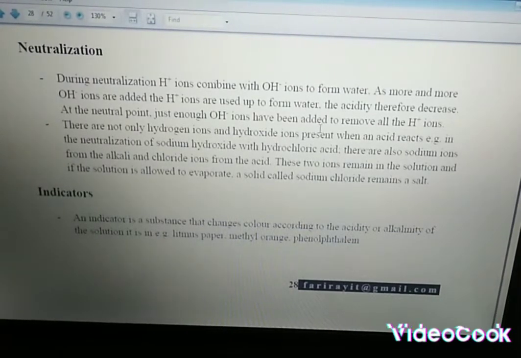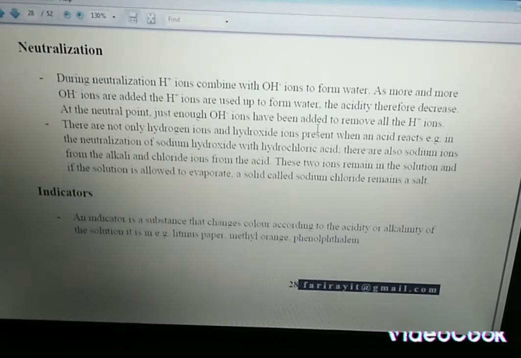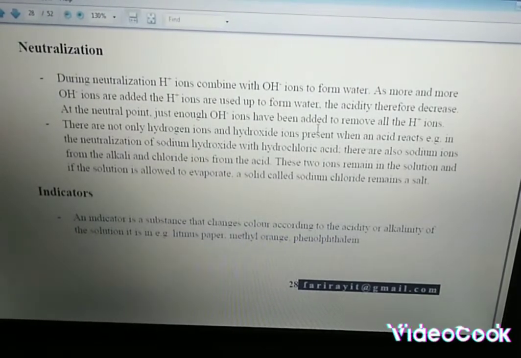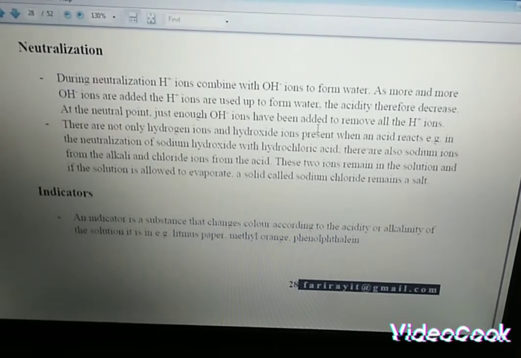Let's say we start off with an acid and we keep on pouring a base into our acid. The OH minus in the base will react with the H plus and give us water. The more water we get, the more the acidity of that solution decreases, and the pH will go towards the neutral point, which is 7, right?